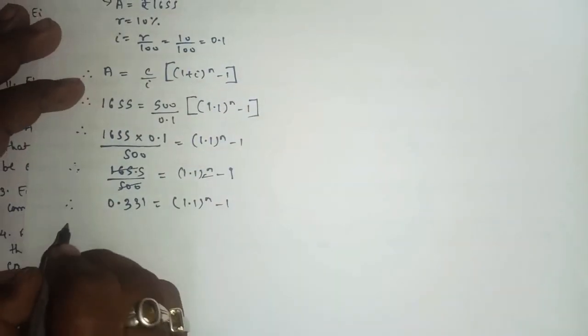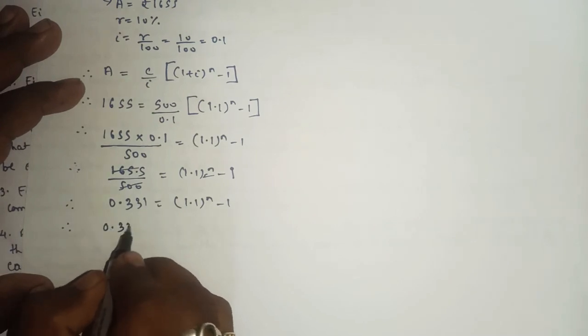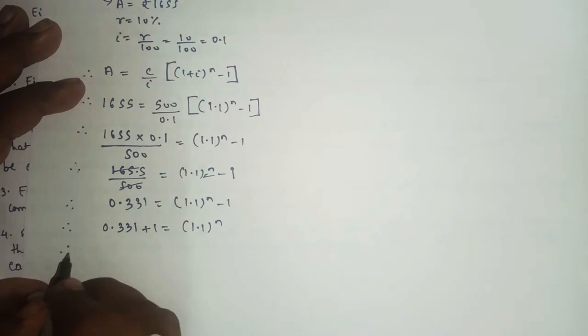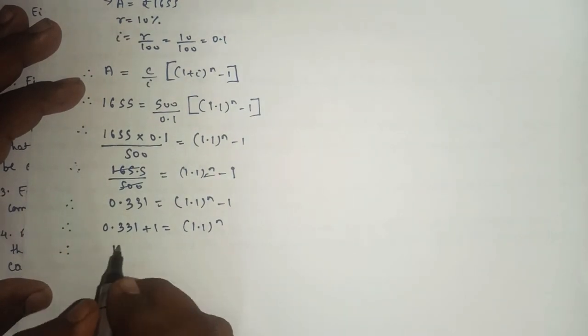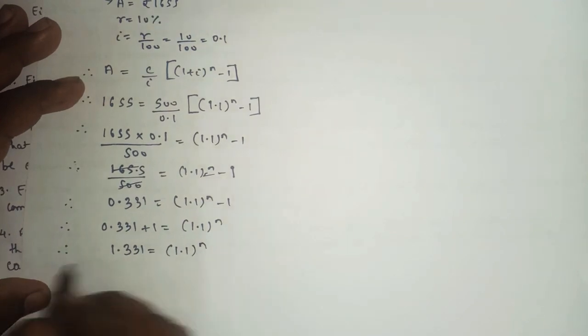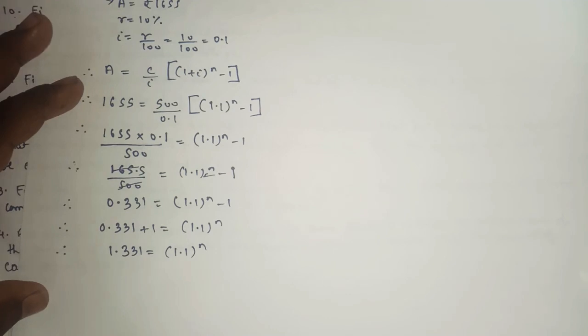Now shift this minus 1 to the left hand side. So 0.331 plus 1 equals to 1.1 raised to n. So therefore we can write this as 1.331 equals to 1.1 raised to n. Now, as here we have to find the value of n.